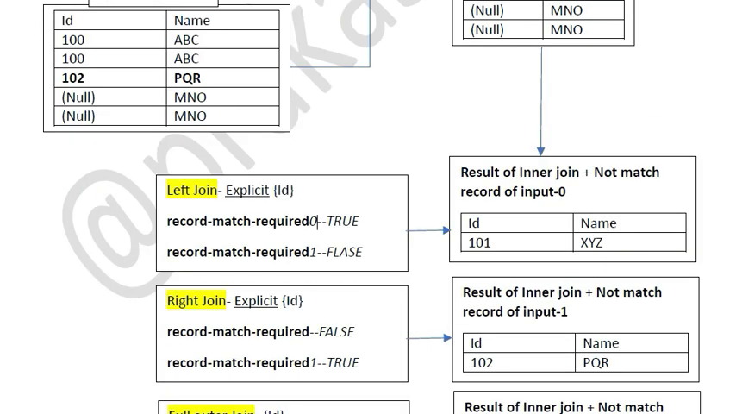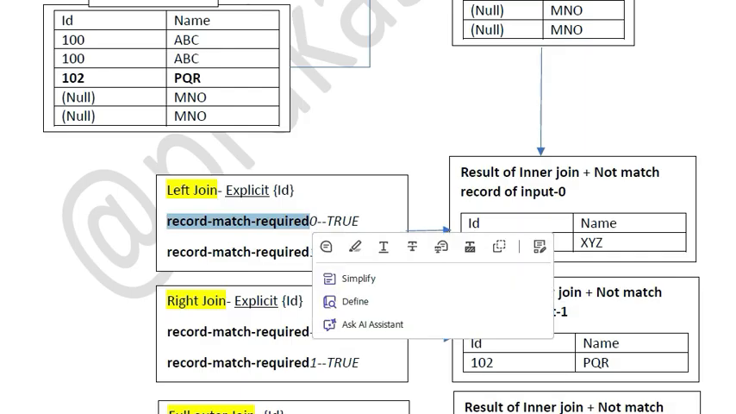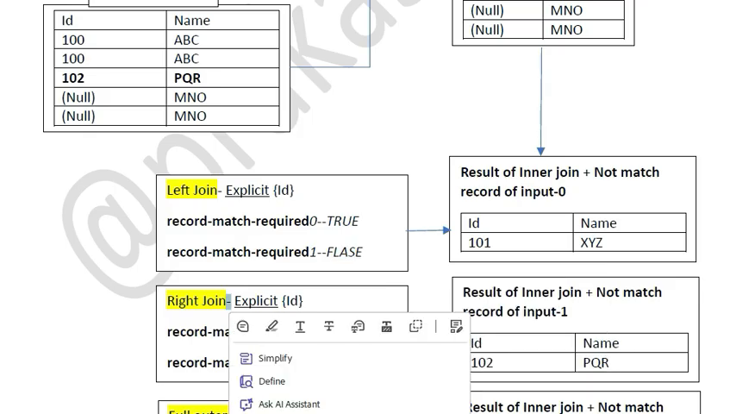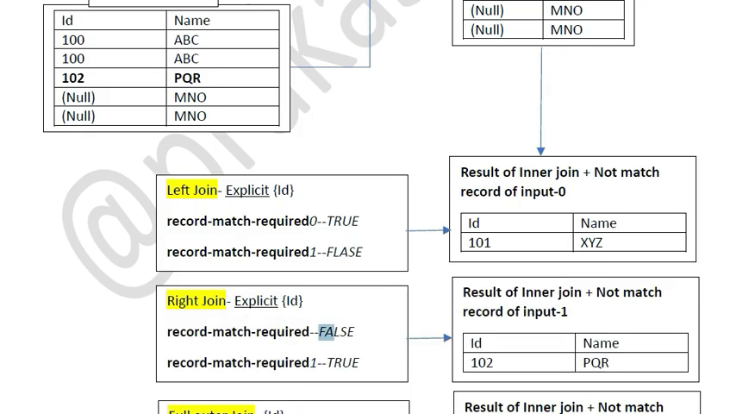Okay, now if you see explicit join, once you select explicit, it will enable your record match required parameter. This parameter will increase based on your count. Let's suppose I have 2 counts, then you will have 2 record match required parameters. If you want a left join, then you have to make the first input true and the second input false. And if you want a right join, then you make the first input false and the second input true.